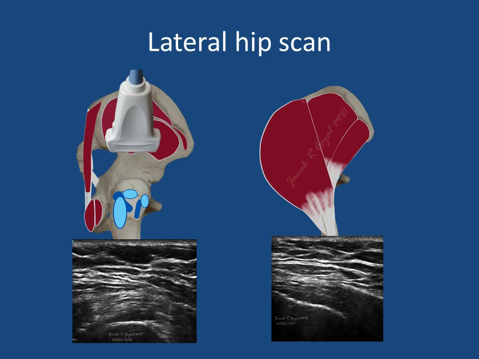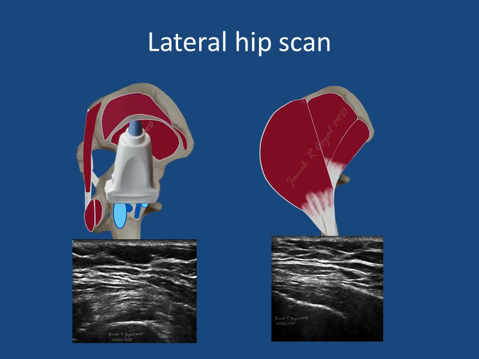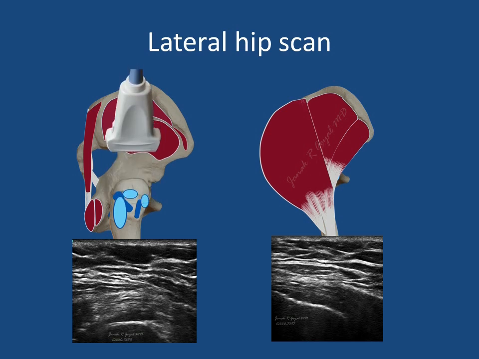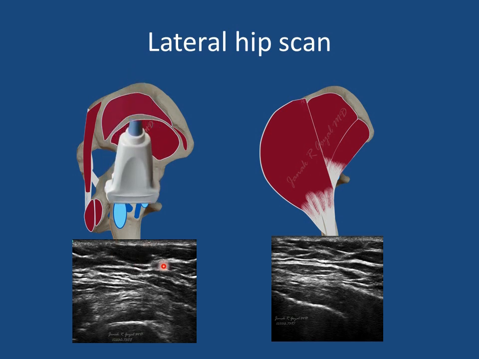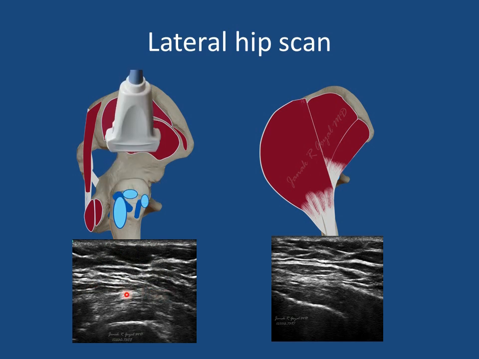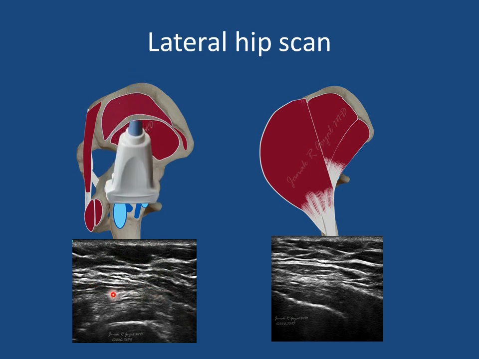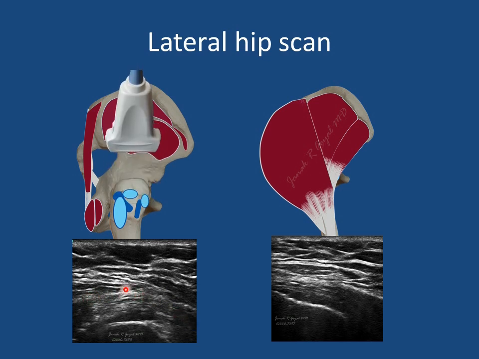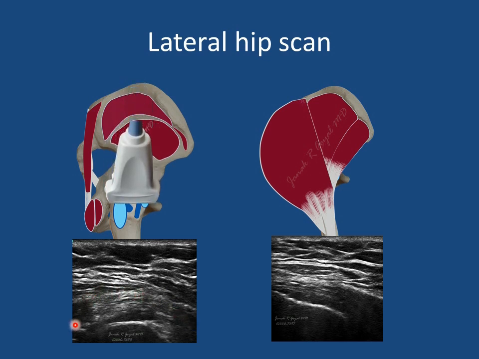Here is your scan. You're seeing that this transducer is being moved from proximal to distal, and here is your short axis view. What you're looking at here is the skin, subcutaneous tissue, and the whole region. What you're looking at is the ITB, tensor fasciae lata, and here is your gluteus maximus inserting into the ITB.